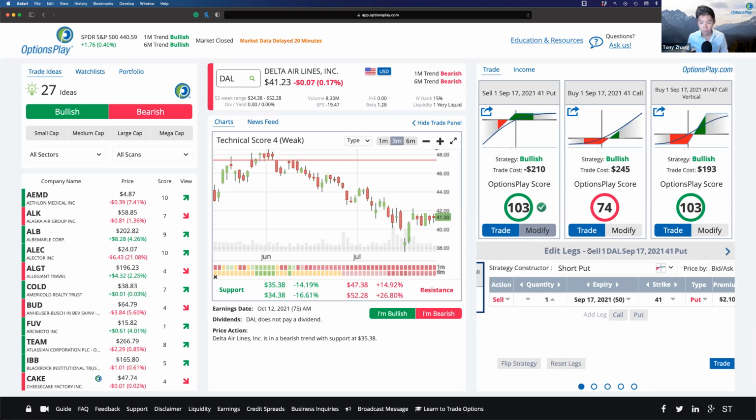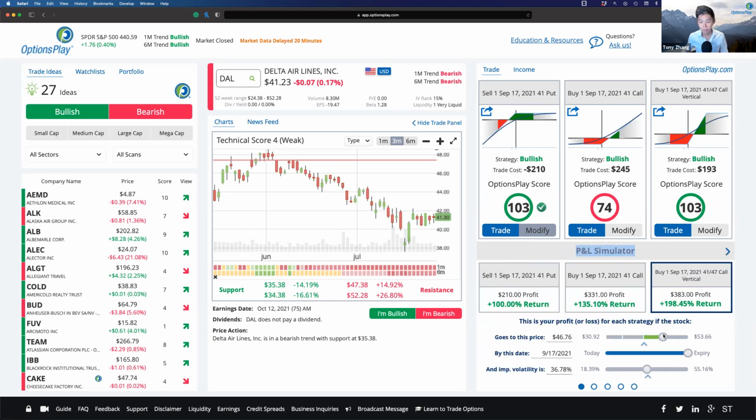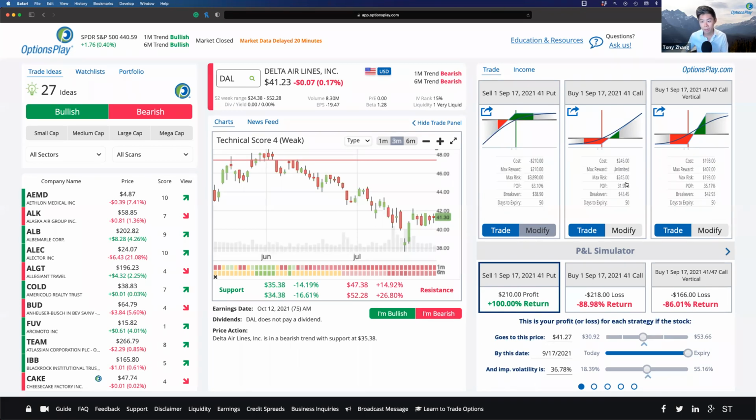And you can use our P&L simulator to actually simulate what happens if the stock was to rise. How much money do I make or lose on each strategy? If the markets were to go against me, how much money do I risk? If the market stays flat, what is my potential risk-reward? That is how you can learn. And our platform actually is designed to show you all of these metrics that we talked about here today.